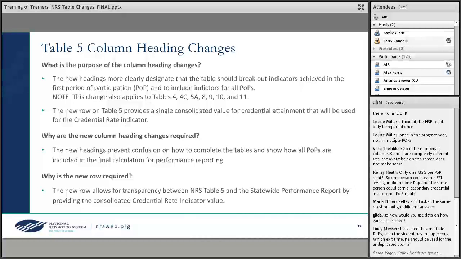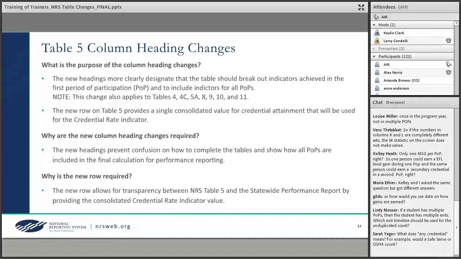Whoa, let me do the first question. Okay. The first question was, yes, HSE, as always, this table doesn't change any of that. In multiple periods of participation, if you get a high school equivalency, it can apply to all periods of participation. That is always our policy.